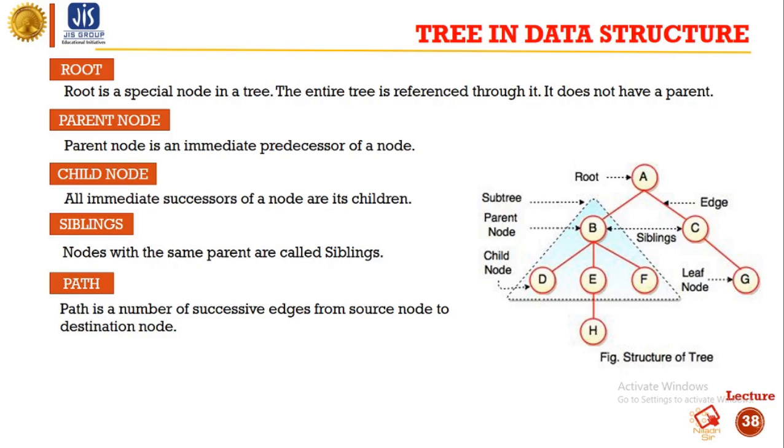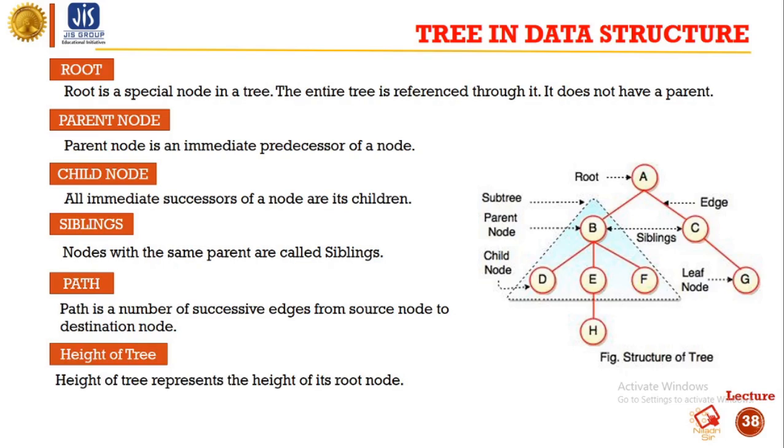So there is a source node and there is a destination node, and we have to move from the source to the destination. To move from the source node to the destination node, the edges that come in between the two nodes are called the path.